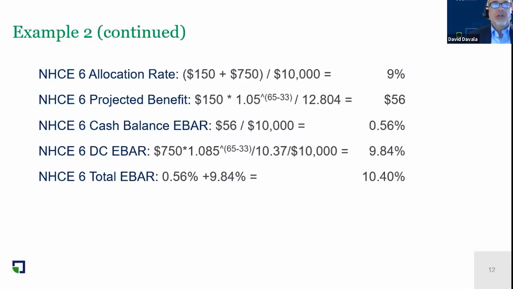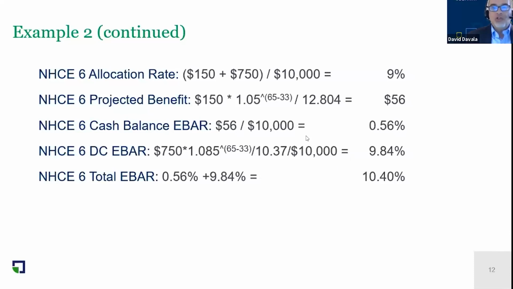Let's look at NHCE 6. The allocation rate is the cash balance credit of 150 plus the profit sharing contribution of 750 divided by compensation, which equals 9%. The projected benefit for NHCE 6 is the cash balance credit of 150 projected to age 65 at the cash balance crediting rate of 5%. It is then divided by the plan's age 65 annuity factor to get $56. The projected benefit is then divided by the compensation to get an E-bar of 0.56%. NHCE 6's DC E-bar is the same calculation as in example one and is 9.84%. Total E-bar for NHCE 6 is 10.4%.